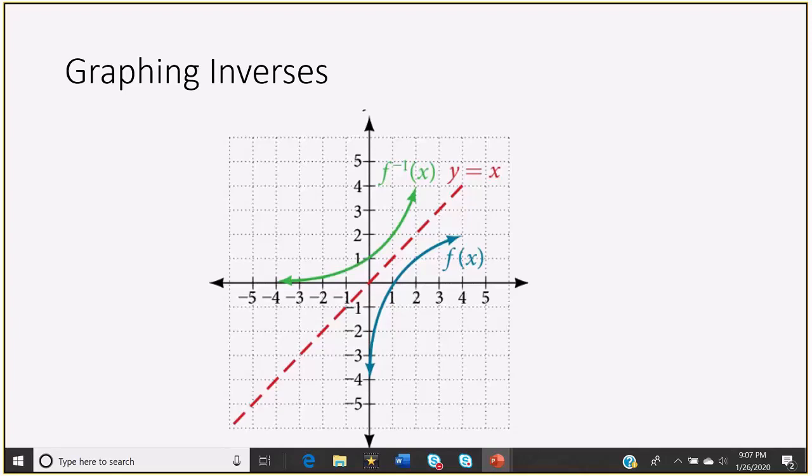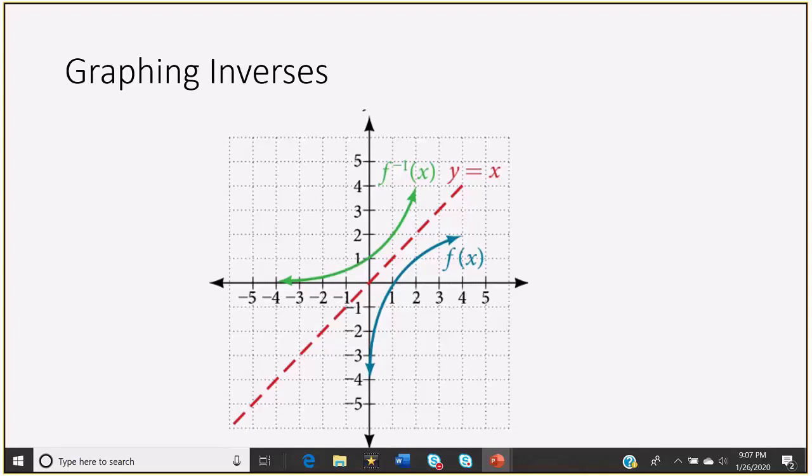And if you had specific points, let's look at a point on f of x. One of my points there looks like 2, 1. So 2, 1 is a point on f of x. If I wanted to find an individual point on the inverse, I could flip those. So it was 2, 1. If I flip them, I get 1, 2. Oh, that shows up on my green graph, f inverse of x.